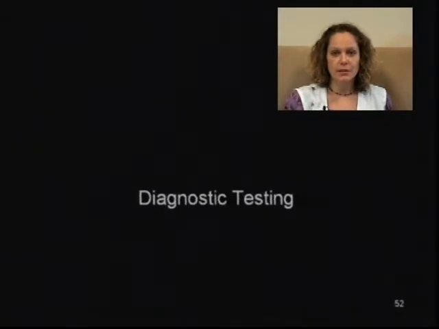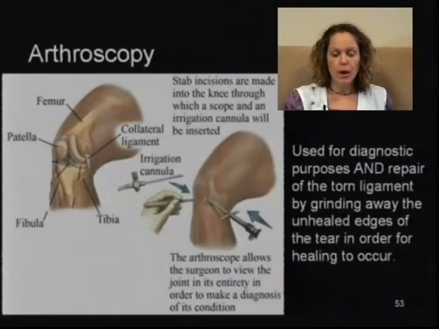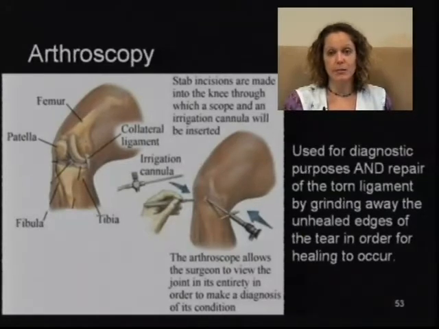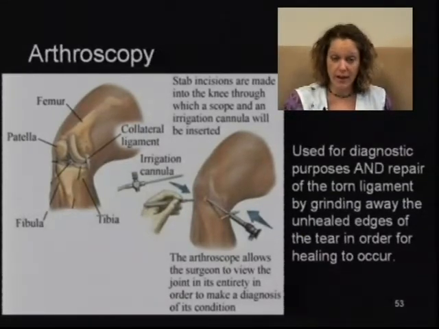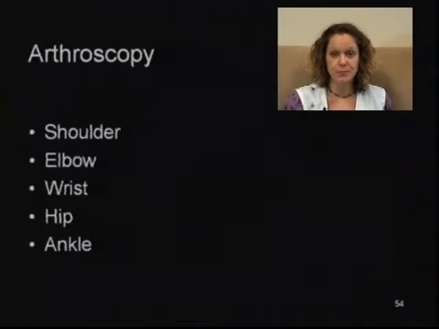So let's take a little bit of time to talk about diagnostic testing. So arthroscopy, we talked about a little earlier, is an excellent way for a surgeon to visualize the joint cavity using an irrigation cannula to add fluid or air into the joint space so that it can be visualized. And again, this can be for diagnostics or for repairing of some torn tissue. The shoulder, the elbow, the wrist, the hip, and the ankle. These are some of the places where arthroscopy can be used to diagnose and treat musculoskeletal disorders.